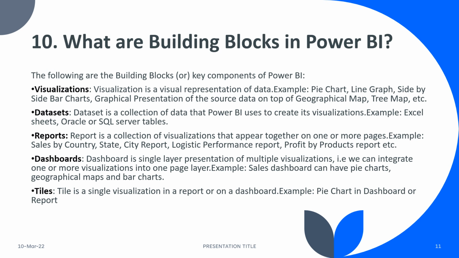Number 3, reports. A report is a collection of visualizations that appear together on one or more pages. Examples are sales by country, state and city reports, logistics performance, logistics reports, product reports, etc. Number 4, dashboard, is a single layer of presentation of multiple visualizations. We can't integrate more visuals into the page layer. For example, a sales dashboard can have a pie chart, geographical map and bar charts. And fifth, a tile is a single visualization in a report or dashboard, for example a pie chart in a dashboard.